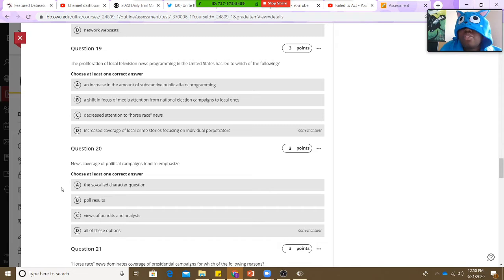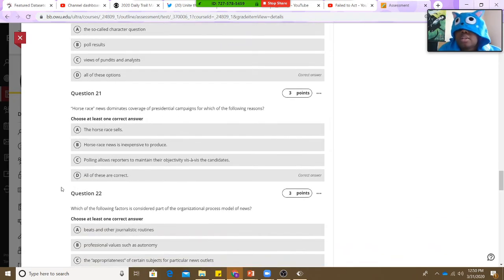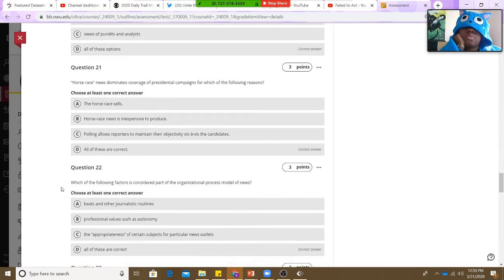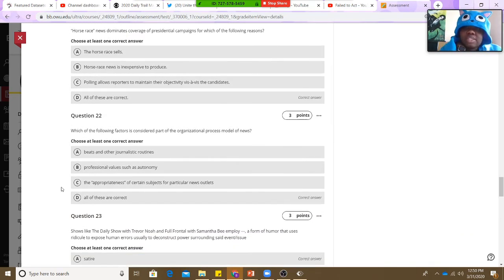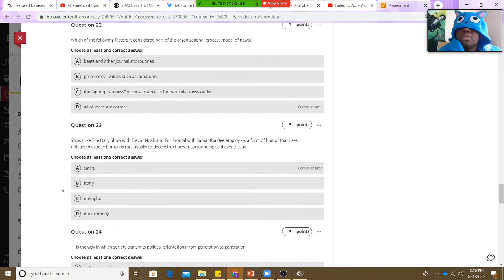20, news coverage of political campaigns tends to emphasize D, all of the above. 21, horse race news dominates coverage of presidential campaigns for which of the following reasons? D, all of the above. 22, which of the following factors is considered part of the organizational process model of news? That is D, all of the above.